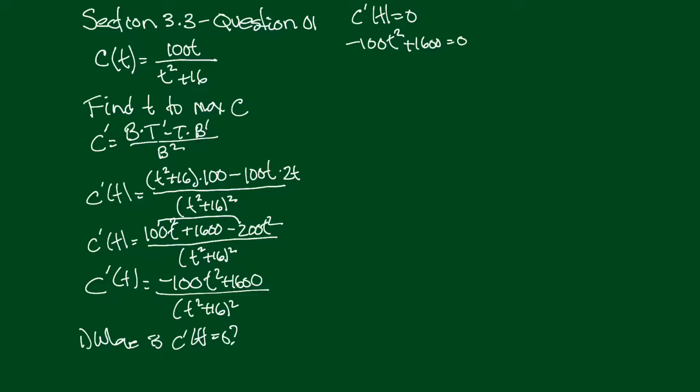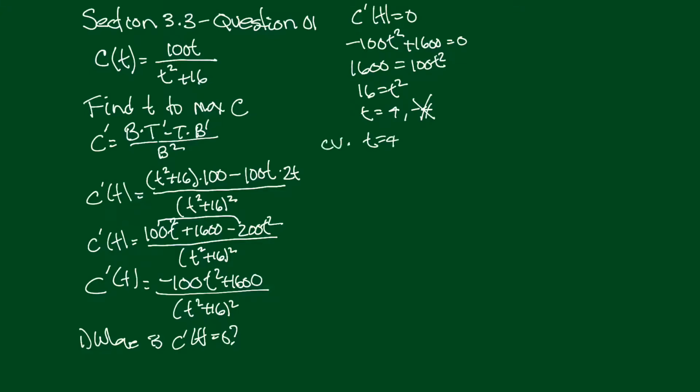Or how about 1600 equals 100 t squared. Well, I'll just add the 100 t squared. And now if I divide by 100, I'll get 16 equals t squared. So t must be 4 and negative 4 to solve the equation, but negative 4, of course, this is time since you took the particular drug, so we can't be negative. So we're going to say t equals 4.